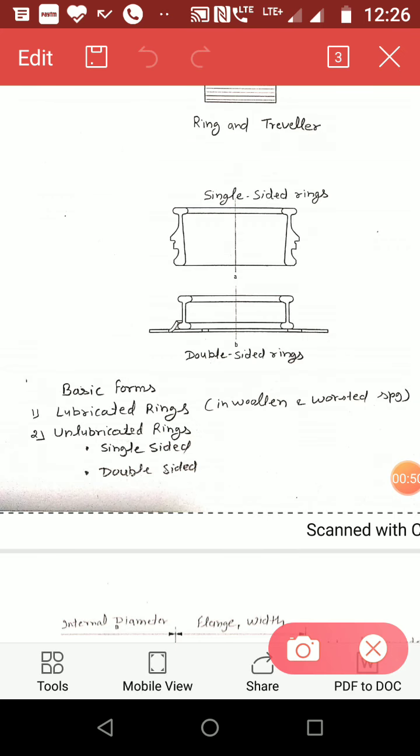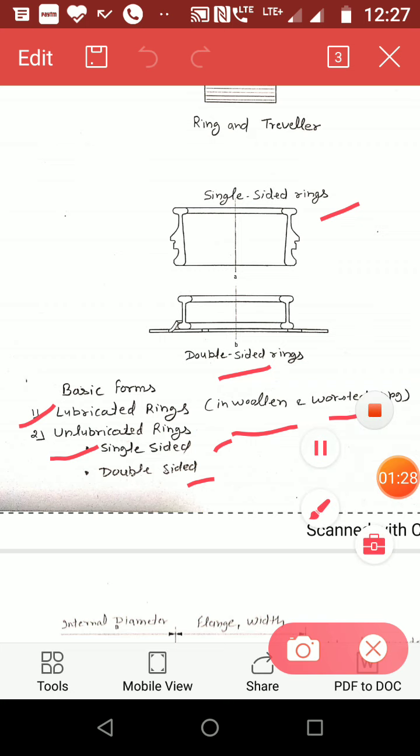Now, classification of rings. There are two types of rings. First one is single sided, second one is double sided. Second classification: first one is lubricated rings, which are used in case of woolen and worsted industry, and second one is unlubricated rings, which are used in short staple spinning system. Unlubricated rings can be subdivided into single sided and double sided rings.